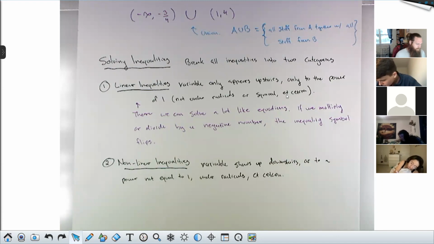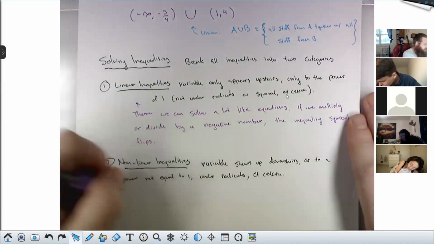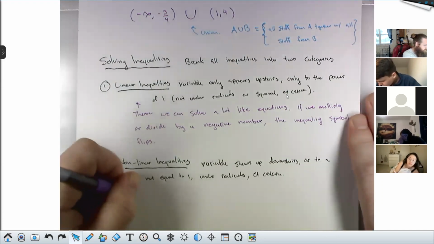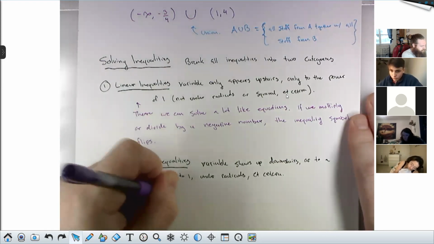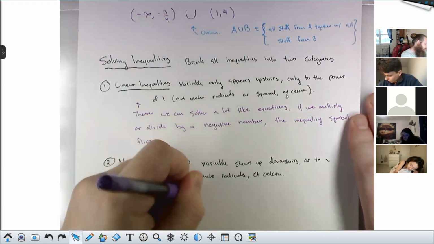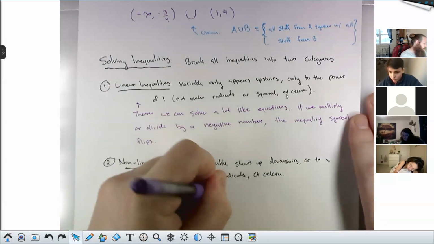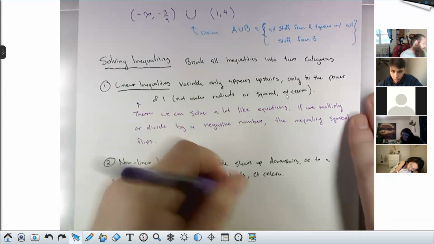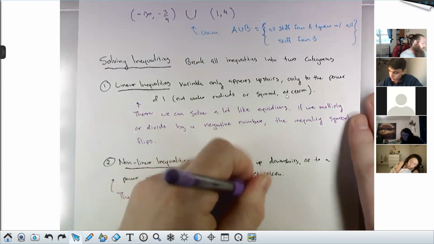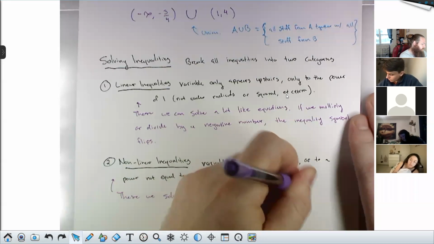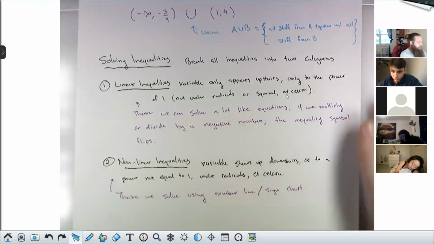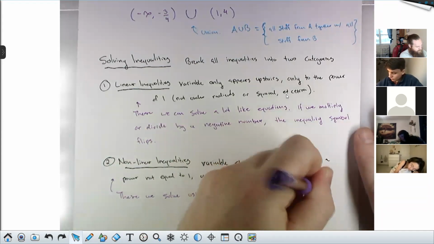But basically, to solve nonlinear inequalities, we use a number line or a sign chart. And test points.